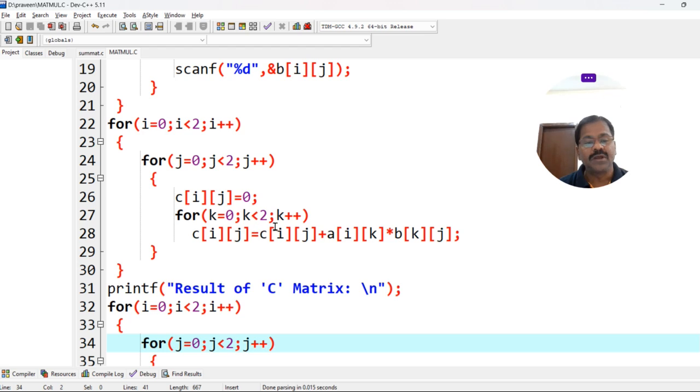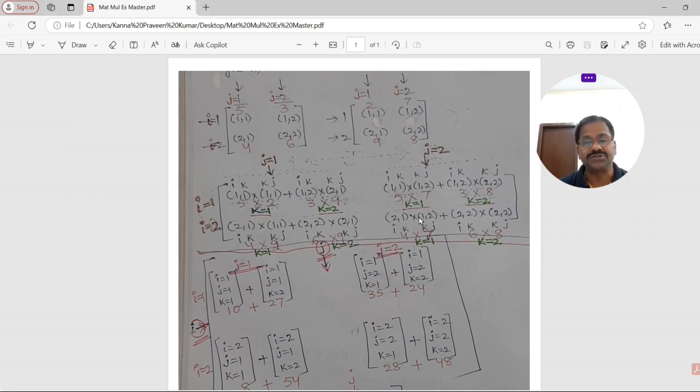Next, this loop will be iterated 2 times in the next column. In the next column, K one time iteration, K next time iteration, K is 0, K is 1. Here I have taken K1, K2, but in our program K is 0, K is 1, K is 0, K is 1, like that. Here I is 0, I is 1, J is 0, J is 1. For easy understanding, I have taken here I is 1, I is 2, J is 1, J is 2. But according to our program, I is 0, I is 1, J is 0, J is 1.